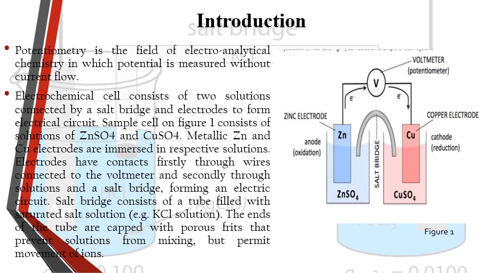On the surface of the electrodes, electrons are transferred to ions or vice versa. The zinc electrode dissolves. The metallic copper is deposited on the electrode surface.